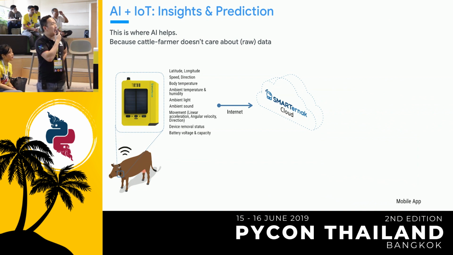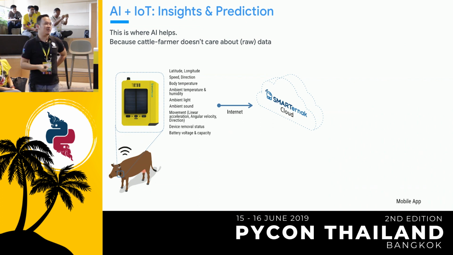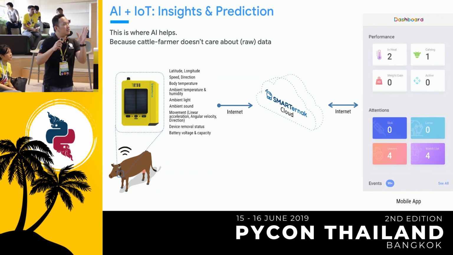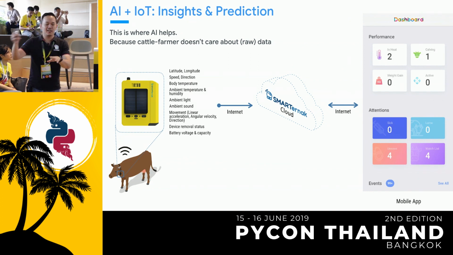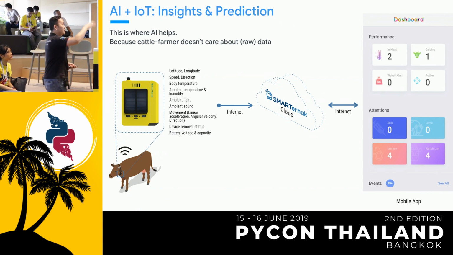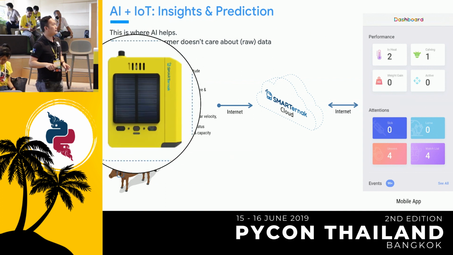So with our product, of course, a farmer is just a regular person, right? They don't really care about raw data, temperature, humidity. They don't really care about that. So what we should come up with is how we can present the insight and also recommendation on performance and attention, right? So it's not that easy. For example, it's not easy to predict when a cow is in heat. In heat meaning when the cattle wants to mate for reproduction, right? There's no such sensor for that. So we need to do some kind of machine learning through this collected data.